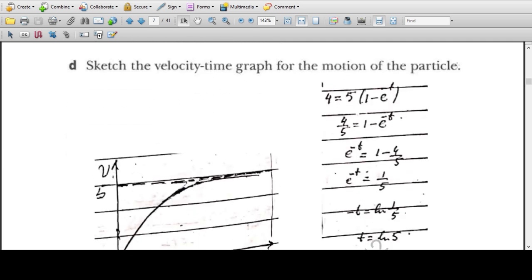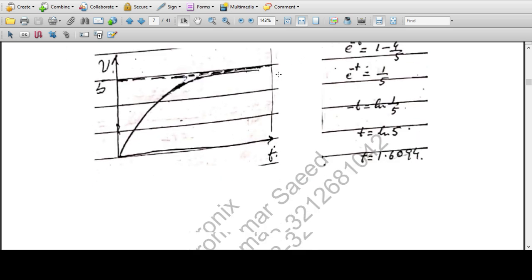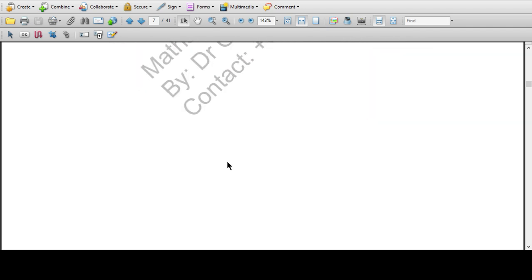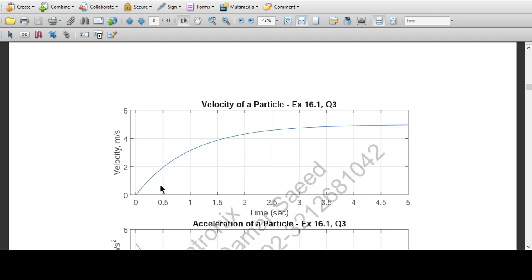And we have to sketch the motion of the particle. So we have to draw the velocity graph. We have drawn a simple rough sketch here, and we have plotted it again with some software. Velocity is given in meters per second, and at t equal to 0 the velocity is 0. As t tends to infinity, the velocity reaches 5.